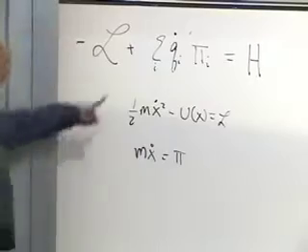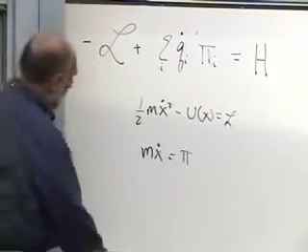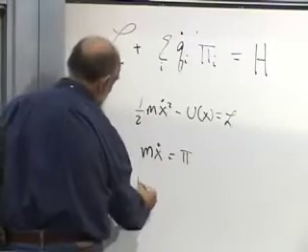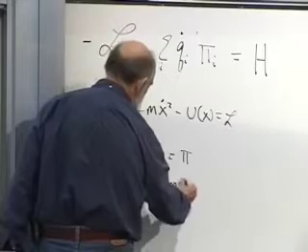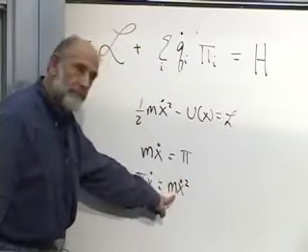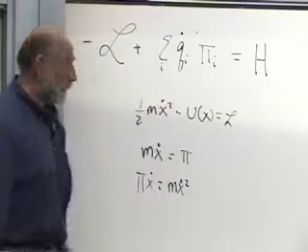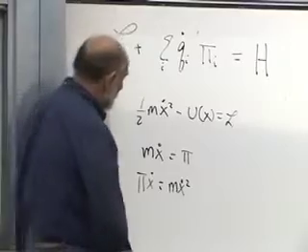What's pi times q dot? That's just pi times x dot. Pi times x dot, the first term here, pi x dot, is just equal to mx dot squared. We just multiply pi by x dot. So that's the first term here. Then we have to subtract the Lagrangian.